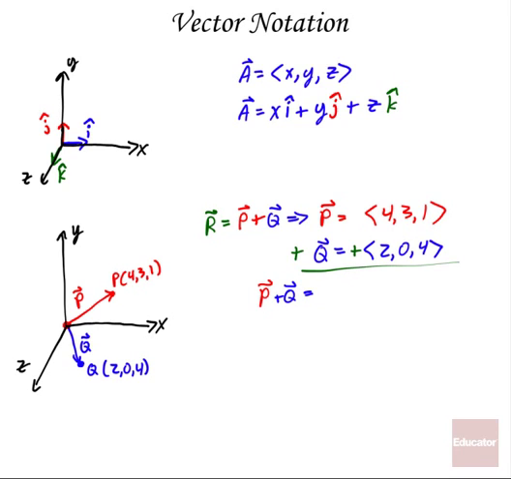which is equal to our r must be equal to, well, in vector bracket notation, we add up the x components. 4 plus 2 is 6. We add up the y components. 3 plus 0 is 3. And we add up the z components. 1 plus 4 is 5.